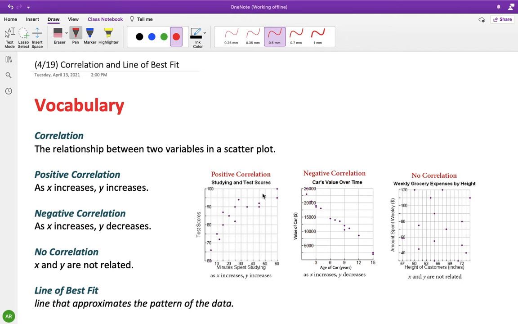All right, so a couple of things we have to go through. First is this idea of what correlation is. So let's go through some vocab first. As always, make sure you're formatting your notes correctly. Correlation, line of best fit at the top.